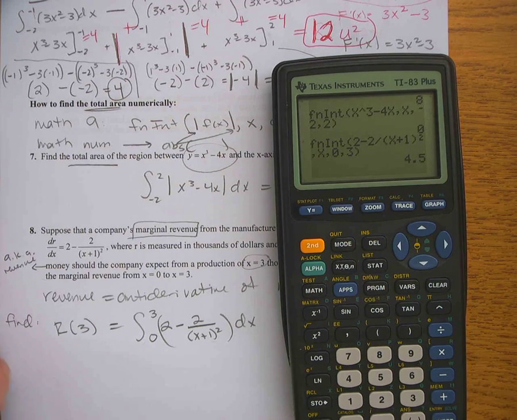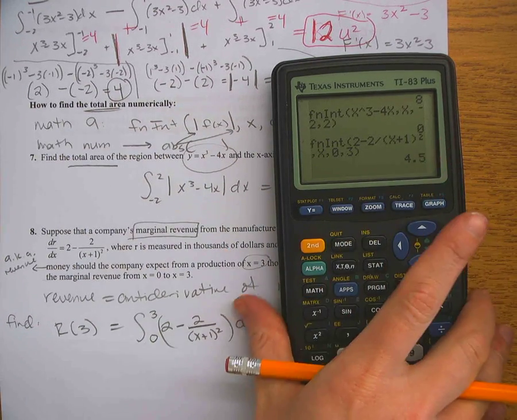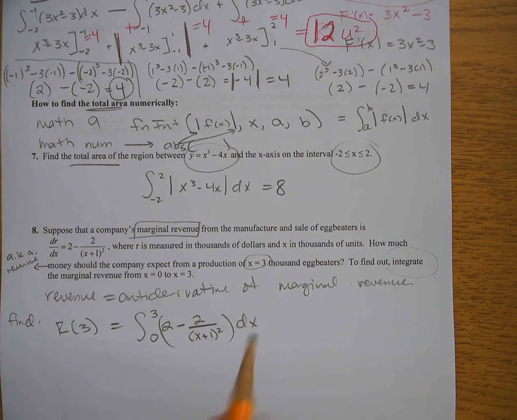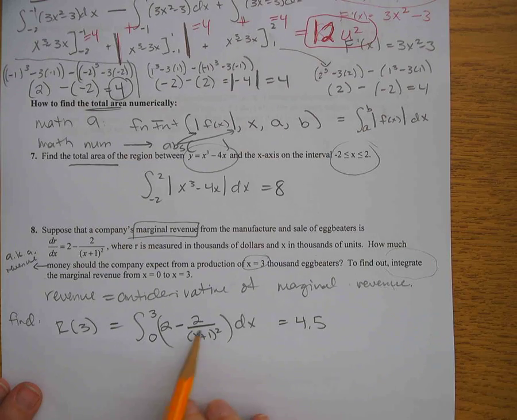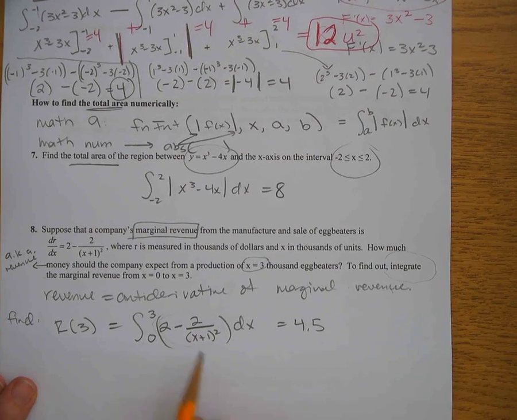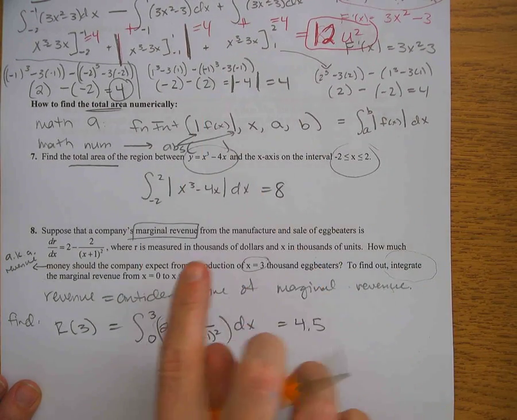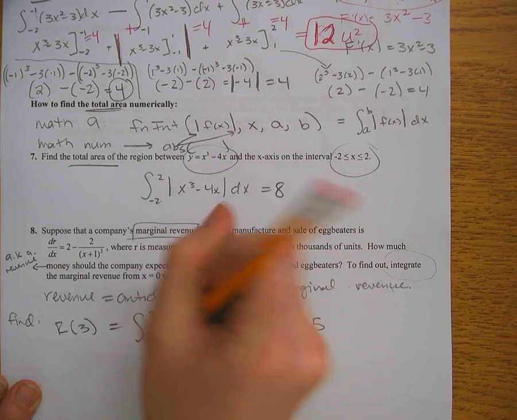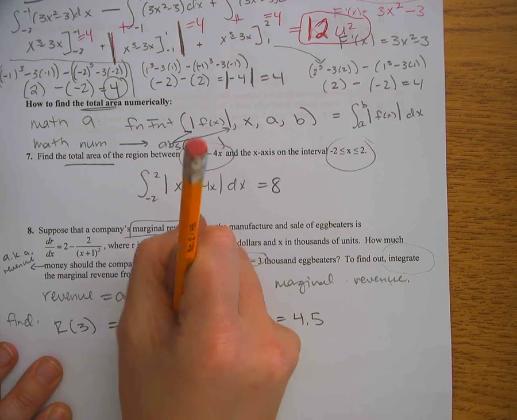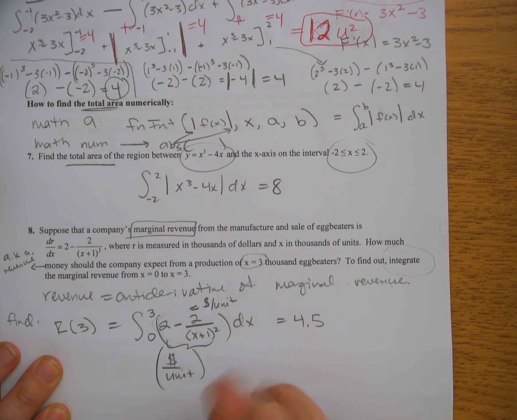And I get 4.5. Keep in mind what's going on here, because we want to know what 4.5 means. I'll get to that in one second. This right here is measured in dollars per unit. That's this part right here. Let me write it a little better. Dollars per unit. That's the function itself.